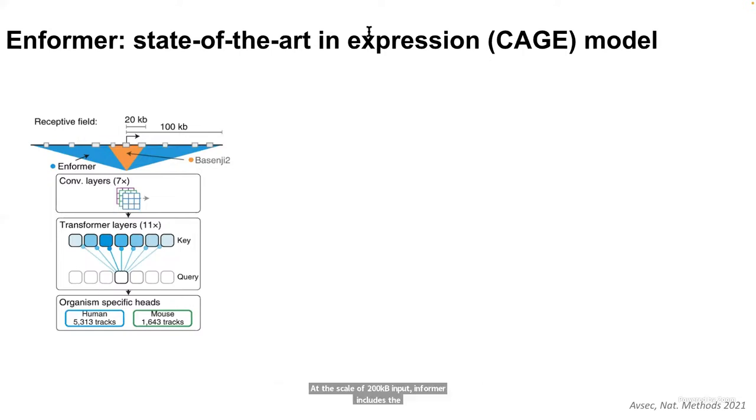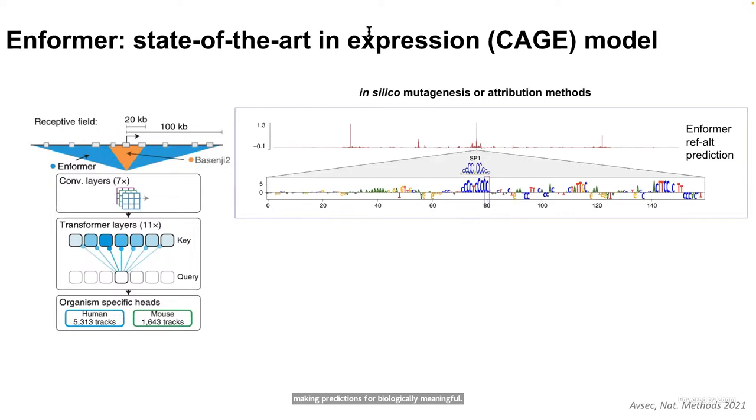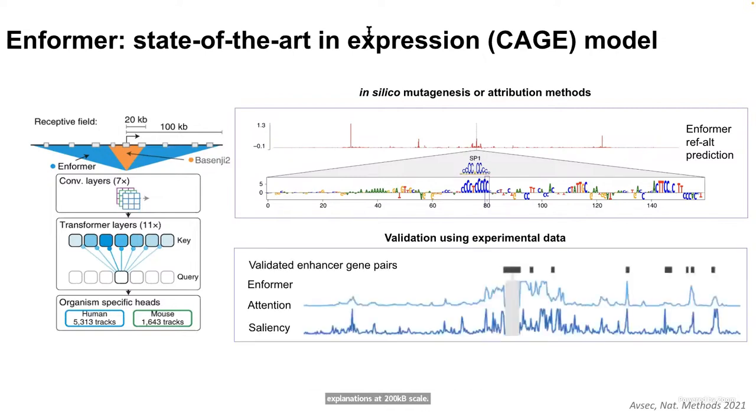But because of the black box nature of this model, the authors of the paper had to validate that the model is making predictions for biologically meaningful reasons using interpretability methods. For example, they used in silico mutagenesis of a 200 base pair region around the disease-associated variant and revealed an affected transcription start site. However, it is difficult to understand the importance or significance of such motif-level explanations at 200 kilobase scale.